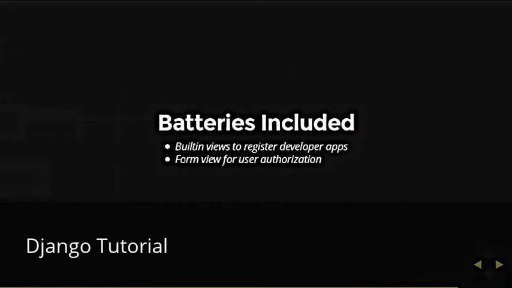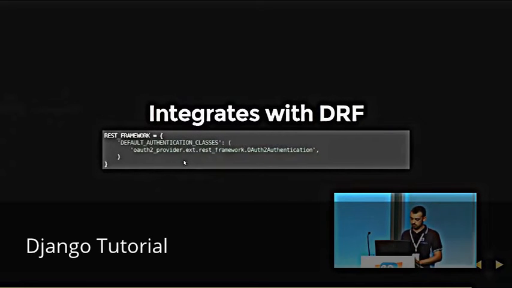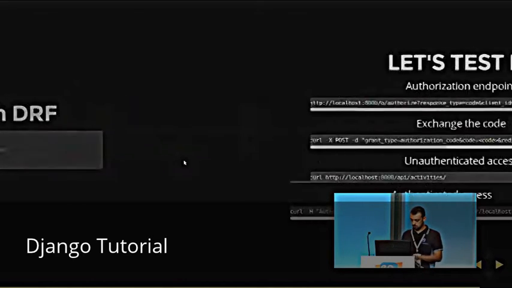Now, it comes with batteries included. So we have built-in views to register developer apps, and a form view for the user authorization. It is integrated with Django REST framework. You just need to switch the default authentication classes with the one provided by Django OAuth Toolkit package.